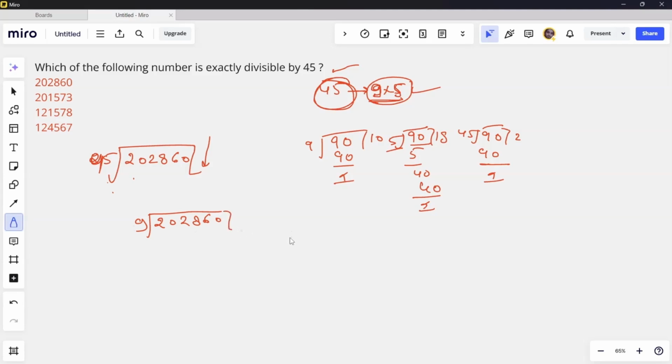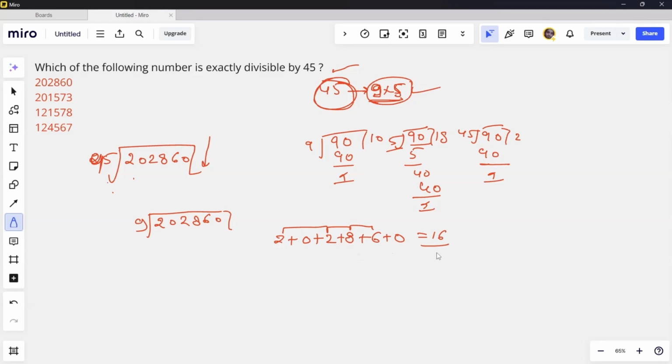So I will use aptitude. We will use the divisibility rule, and the divisibility rule of 9 is, if the sum of the digits of a number is divisible by 9, then the number is divisible by 9. So 2 plus 0 plus 2 plus 8 plus 6 plus 0. What is the sum of this?